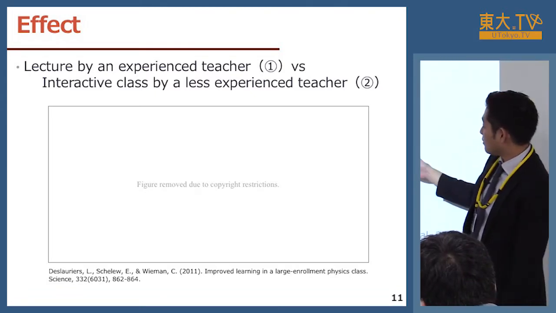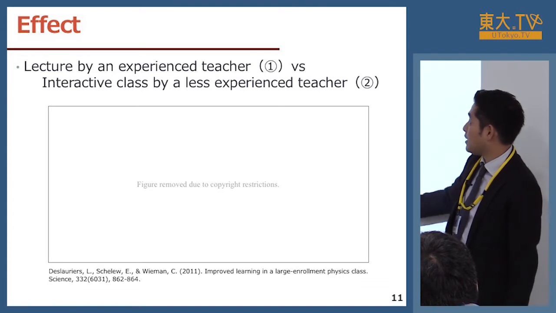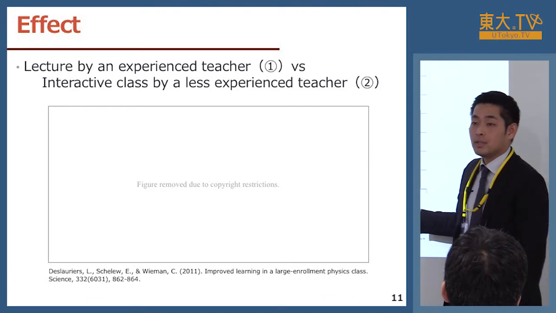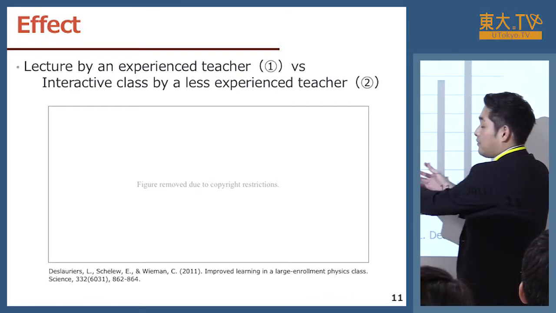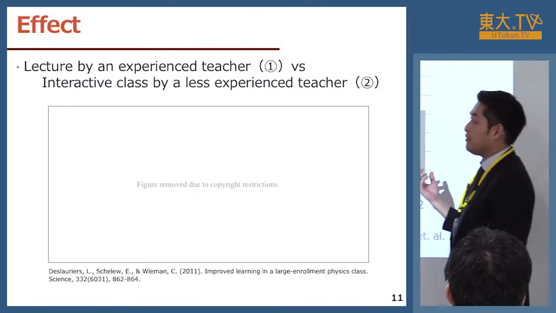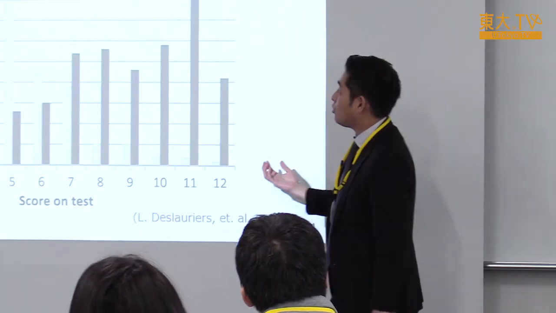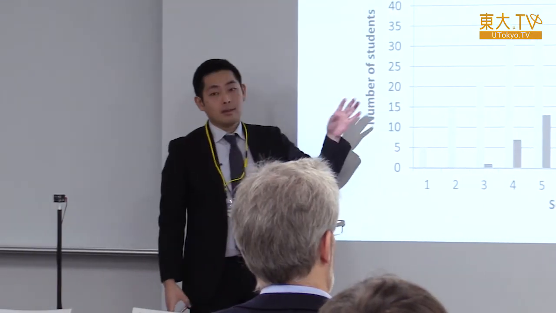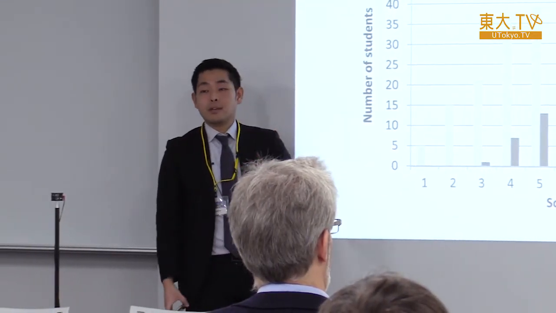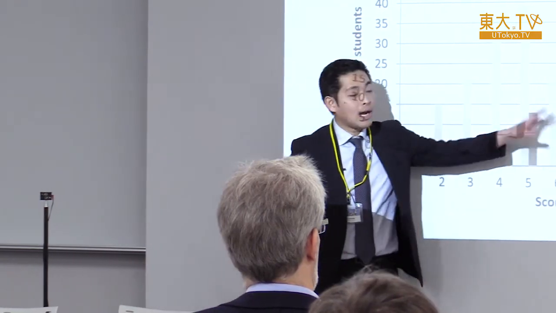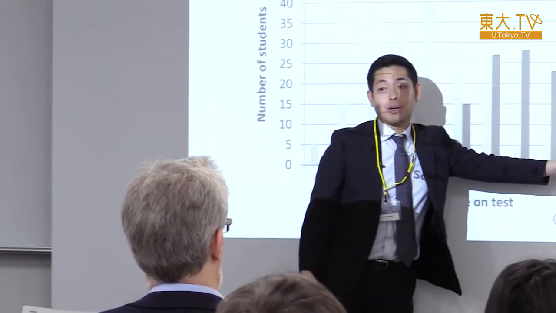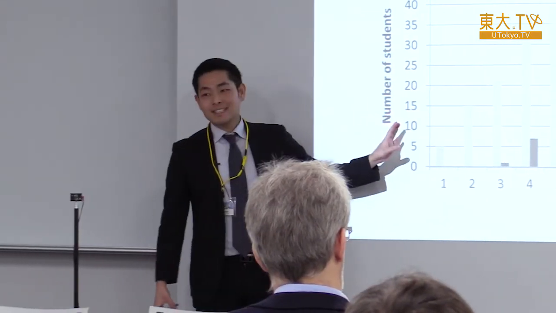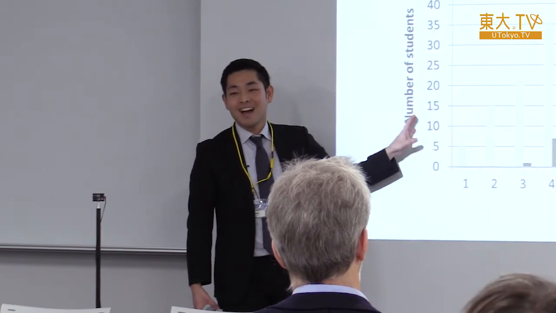Whereas those who are engaged in an interactive class scored 11 or 10 on average. So it is a very huge difference in student outcome. So what I want to say is, if we can implement an effective active learning classroom, the learning outcome becomes higher. So yeah, it is one of the best outcomes.